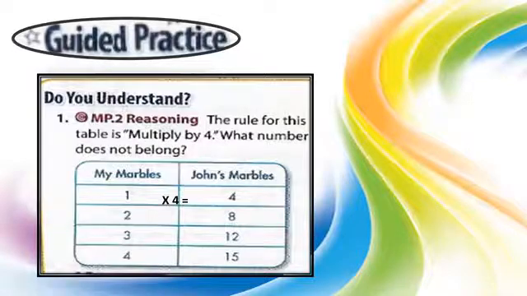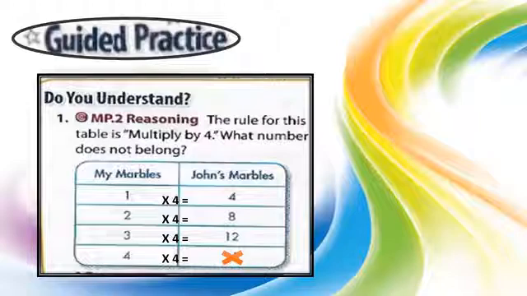So first thing we will do is to multiply each number by 4. So 1 times 4 equals 4. 2 times 4 equals 8. 3 times 4 equals 12. Then 4 times 4, is it 15? Wrong. It's not 15. 4 times 4 is 16. So therefore, the number that does not belong in the pattern is 15.